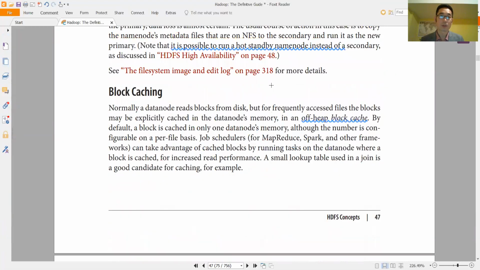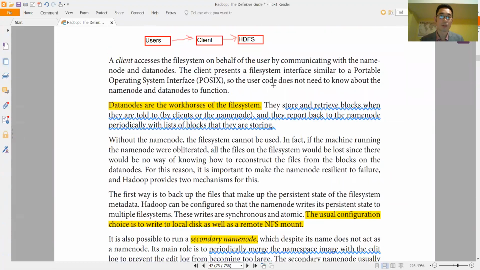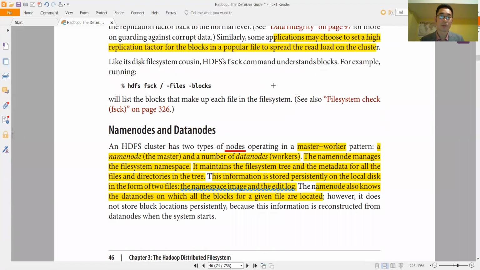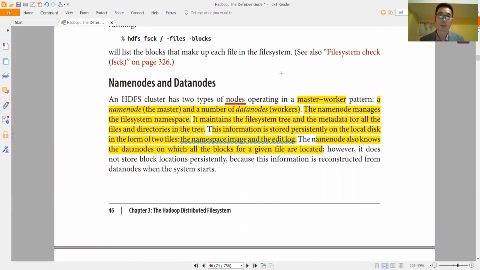Log catching, we skipped that one. Okay, this is the NameNode and DataNode working mechanism.